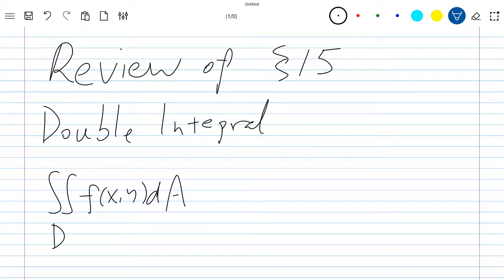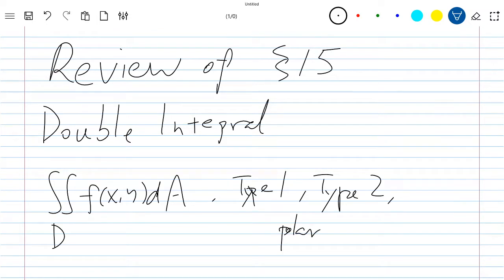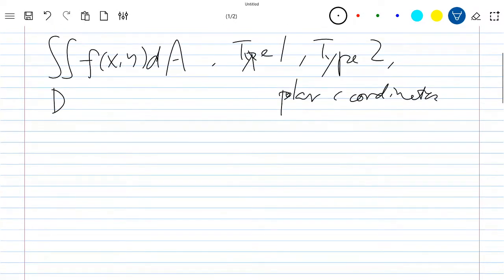And we need to know how to convert between type 1 domain and type 2 domain and polar coordinates. So if you're given a domain, if you integrate x first or y first or in the r theta coordinates, you need to choose the best one. All right, let's see it by an example.